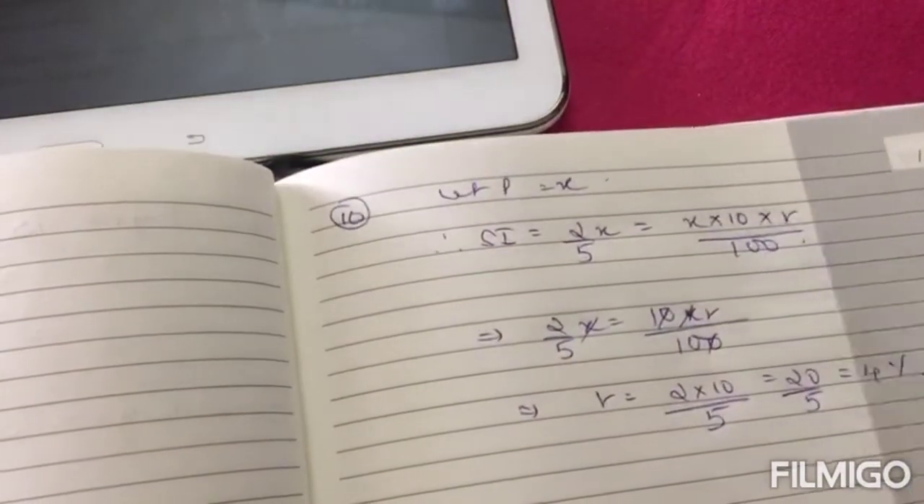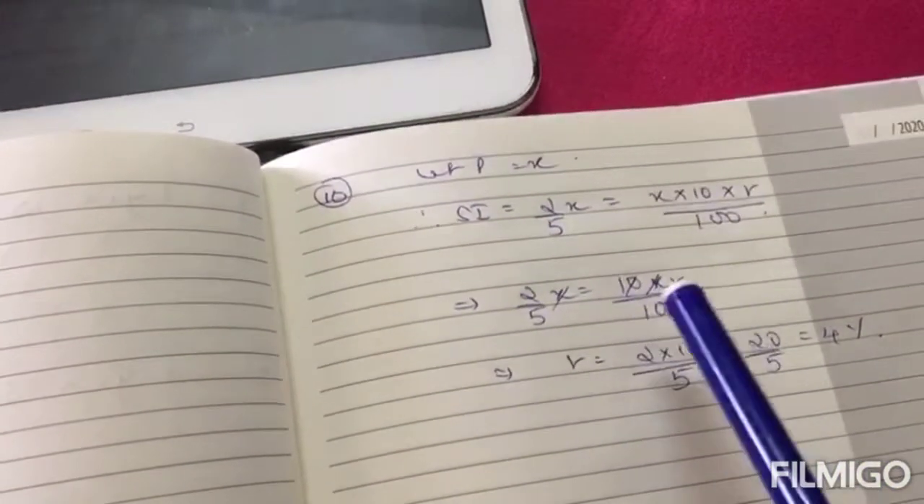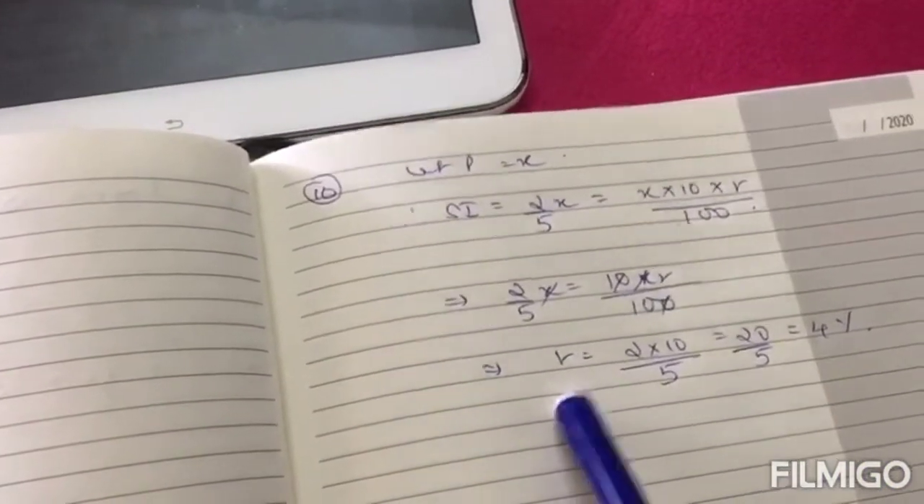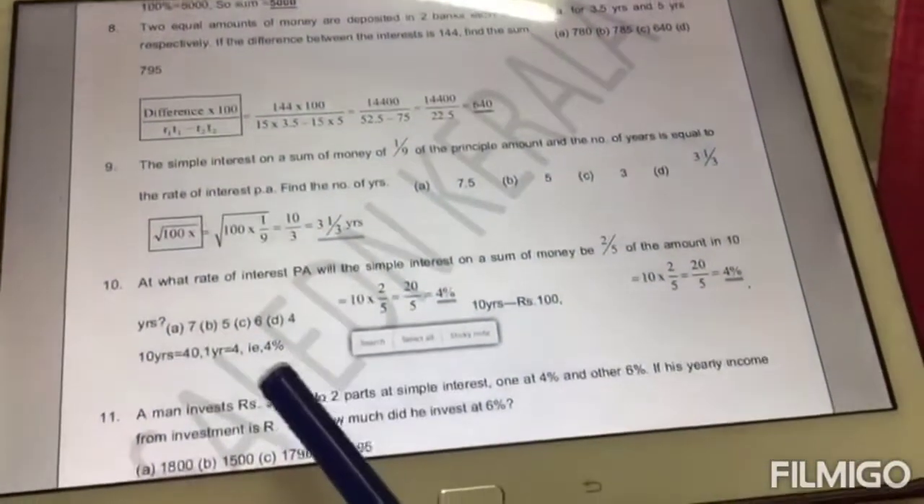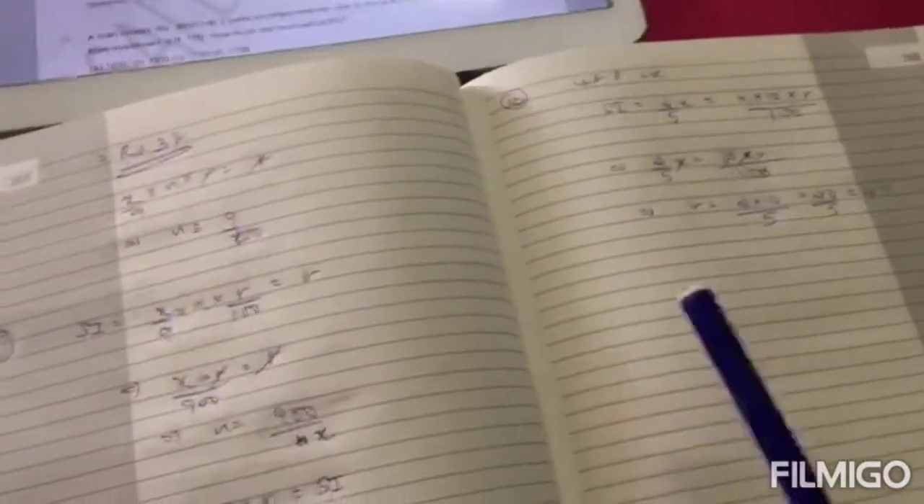We don't know R. When you solve this equation, X and X get cancelled, and when you solve for R, you'll get it as 4%. Is this correct? Yes, it is correct. So please keep practicing.